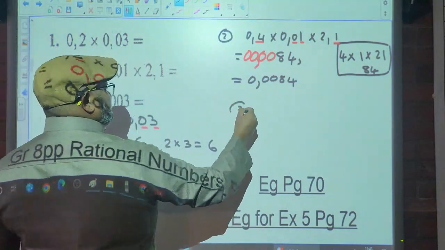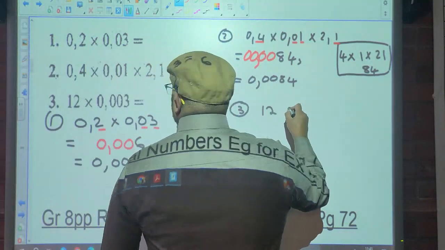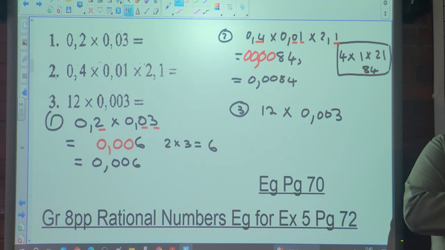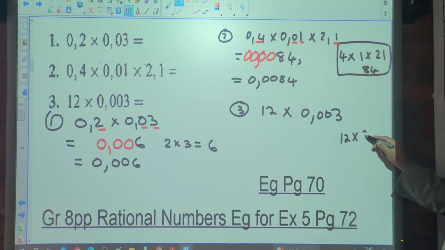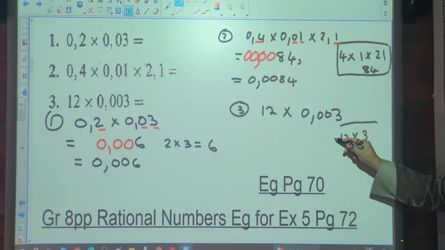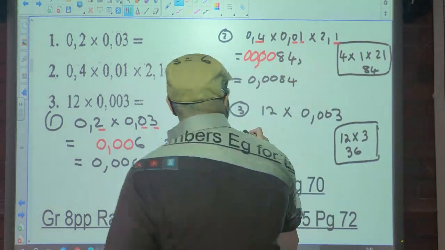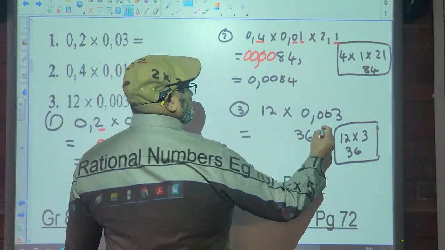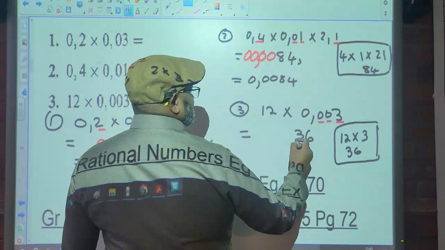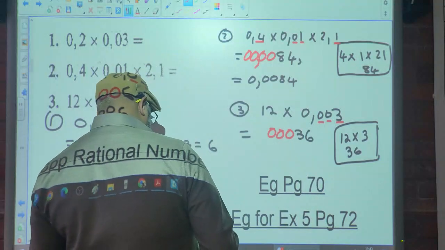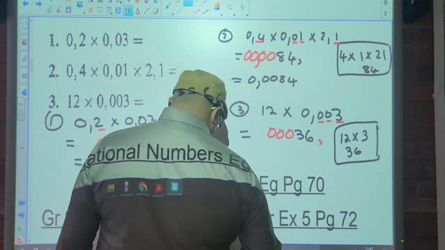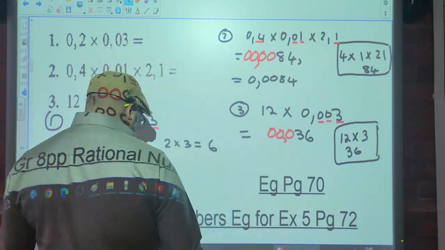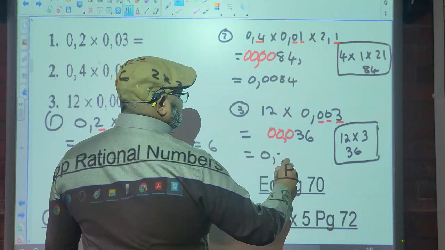People, let's look at number 3. Number 3, we got 12 multiplied by 0,003. So again, we just take out our numbers. So what is 12 multiplied by 3? 36. Okay. So in other words, it's going to be 36. And how many digits are after the comma? 3. So let's add up the zeros here. The comma is lying there, so I move it. 1, 2, 3. So the answer is simply 0,036.